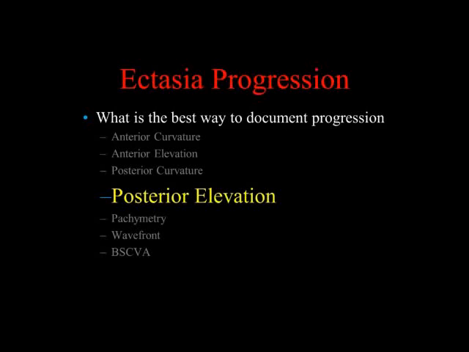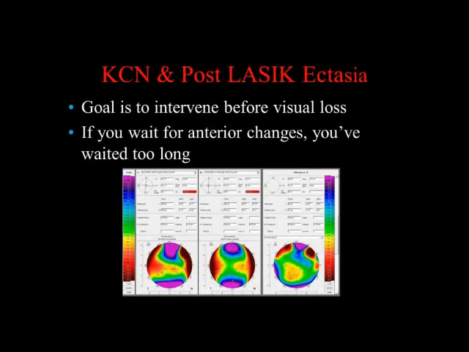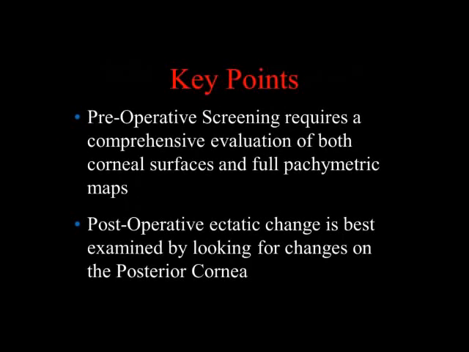Similarly, what's the best way to document ectasia progression? It is the posterior elevation. It is the one that is the most sensitive to change. If you're following patients with keratoconus, posterior elevation is the measurement least affected by pre-surgical treatments. Contact lenses can affect the anterior surface. And again, for those of you who, like most of us, don't have access to cross-linking, this is important because the goal really is to pick up these cases early and stabilize them before they get changes on the anterior surface.